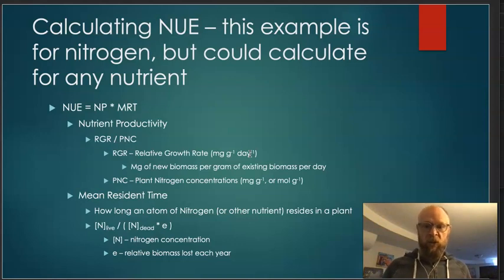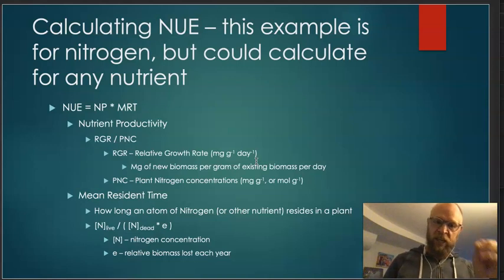If you do this calculation, you would probably get milligrams of biomass per milligram of nitrogen per day. That's what your final units would be. And that tells you how many milligrams of new biomass a plant can grow relative to how much nitrogen it has per day. So that's telling us how much it can grow with the nitrogen it has.